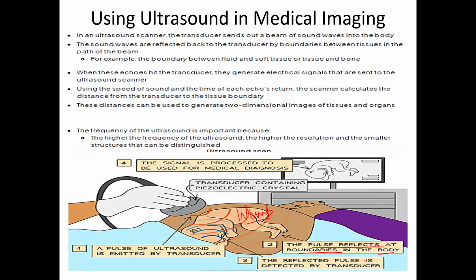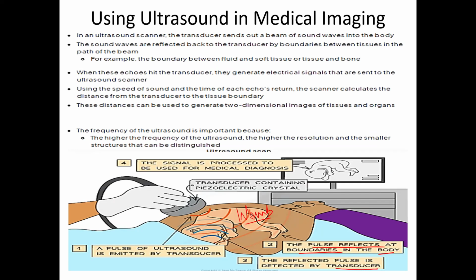And the reflected pulse is then detected by what? It will be detected by the transducer, and when those signals are detected by the transducer, they will be converted back into electrical signals, and then the electrical signals will be processed by the machine and it is going to produce its picture.